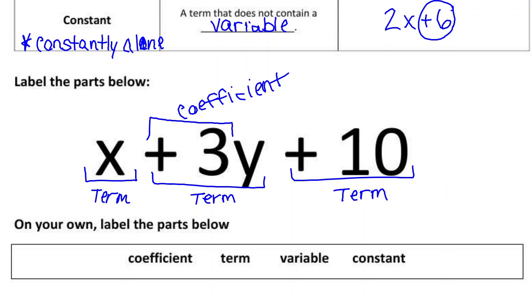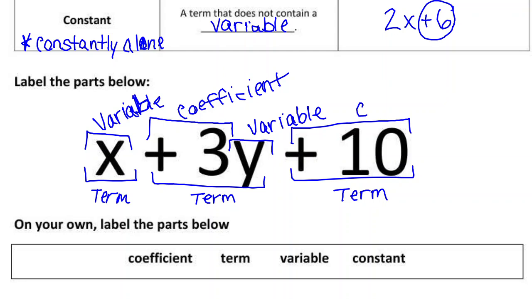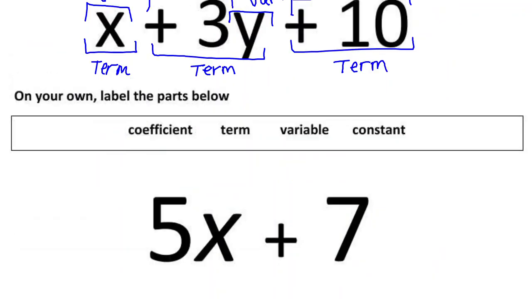Now let's do the variable. The variable is the letter. So the y is a variable, and the x is a variable. And then the last piece is the constant. Constantly alone. He's sad. He's all by himself, is that positive 10. Okay, so that's how you can label an expression or an equation or an inequality. What I want you to do is pause the video quickly, and do the bottom one by yourself.